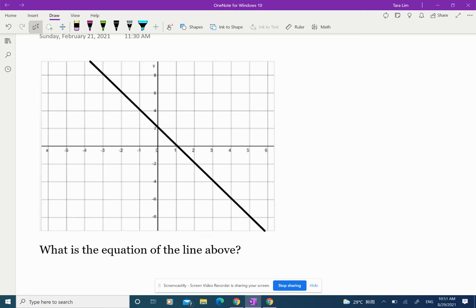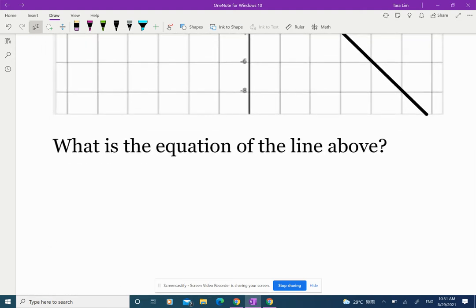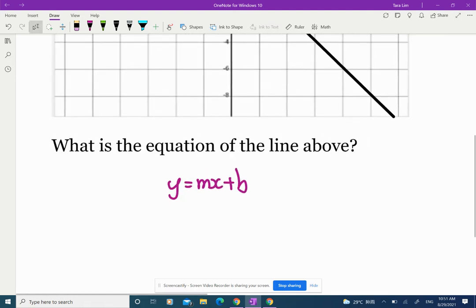What is the equation of the line above? So first of all, we want to know what is the equation of any line. The equation is called y equals mx plus c, or you can call it y equals mx plus b. I'm going to use y equals mx plus b for this case because I just prefer b. Some people prefer c, but I personally prefer b.